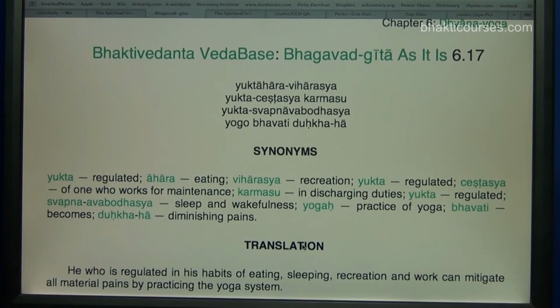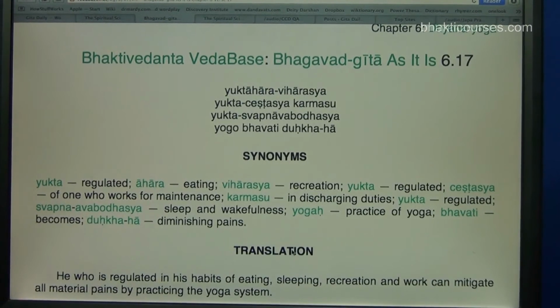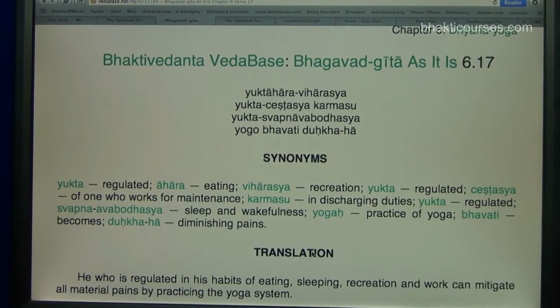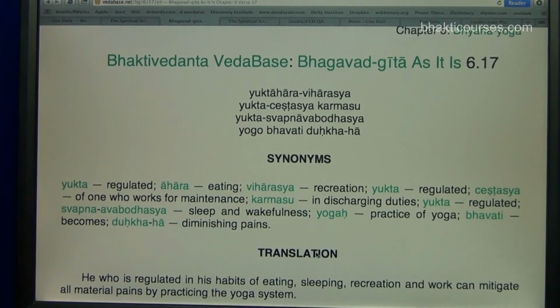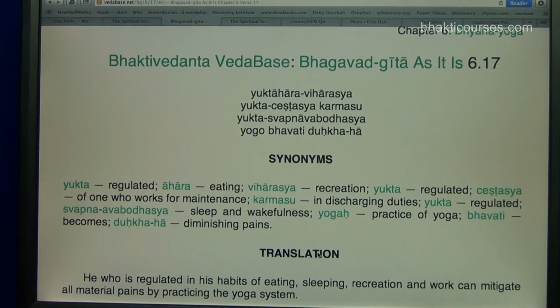Yuktahara viharasya yukta cheshtasya karmasu yukta swapnavabodhasya yogo bhavati dukkha. So Krishna is saying yukta. Now, the word yukta can have many meanings.